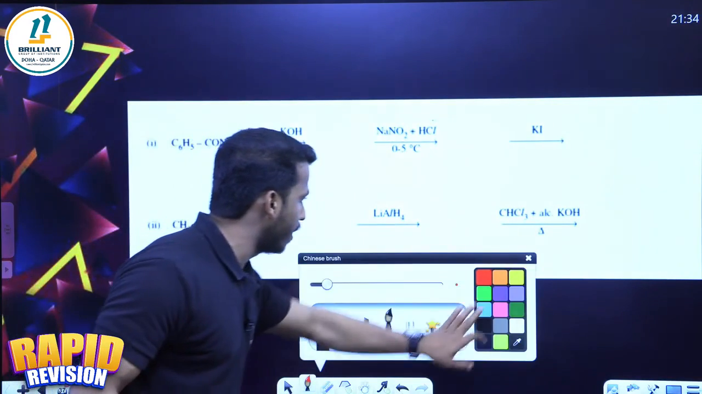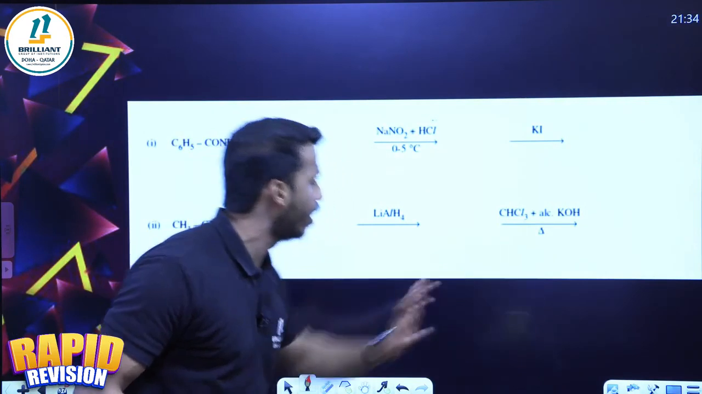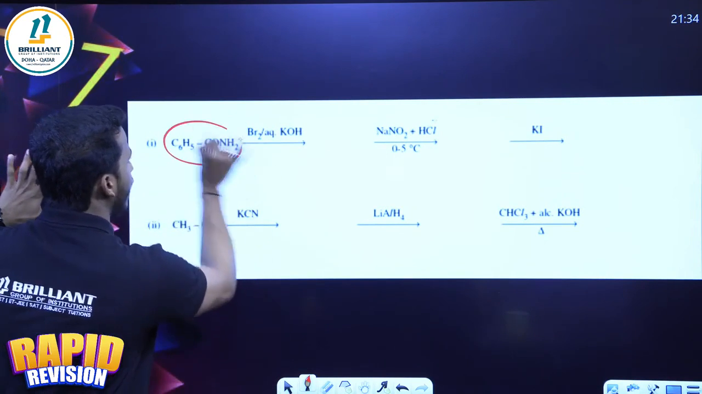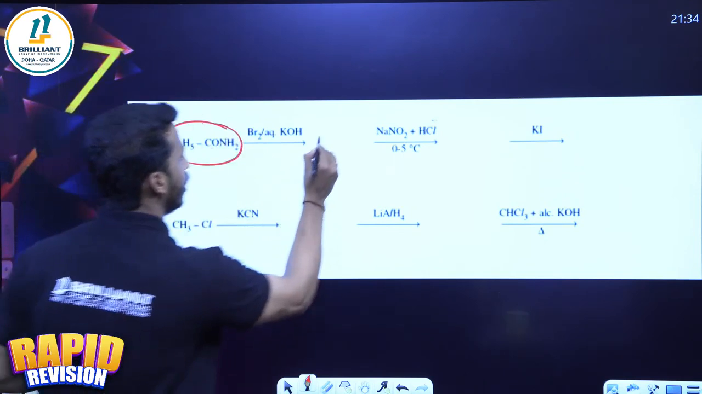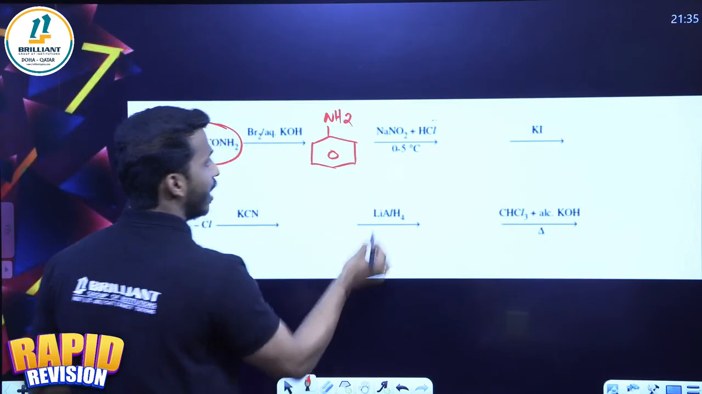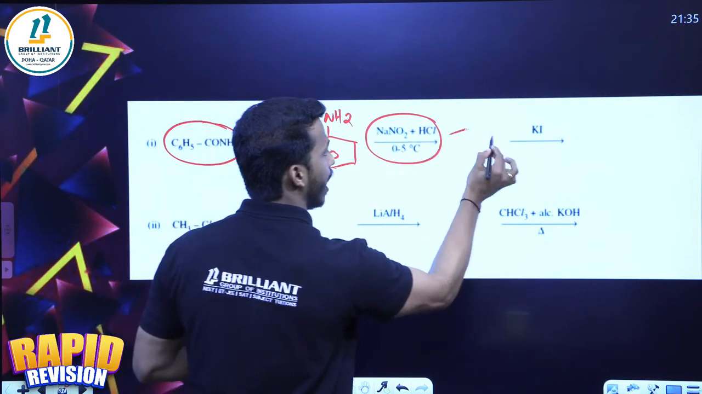Go fast and complete it. This is the last question, dear all. Please complete it fast. What is this compound? This is amide. When Hoffmann reaction, what will you get? Amine. That's what? Aniline. Aniline on diazotization, what happened here?